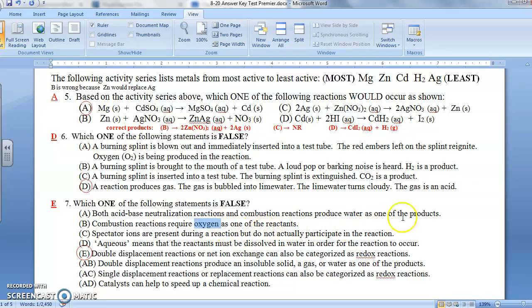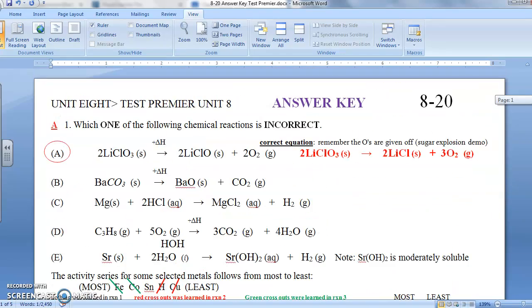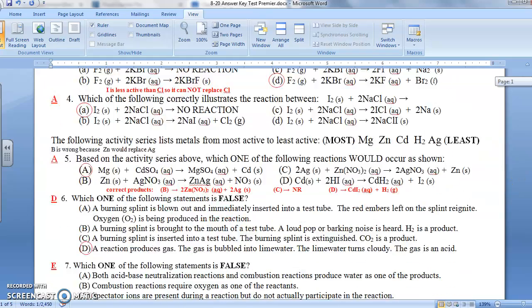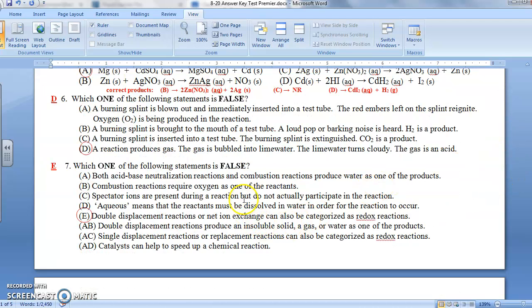Oxygen is one of the reactants of a combustion reaction. Well, here's a combustion reaction right up here. There's the oxygen. Yes, it's a reactant. There's water for the other question. It's one of our products. Yes, oxygen's a reactant. Spectator ions are present during the reactions, but they don't participate. That's a true statement.